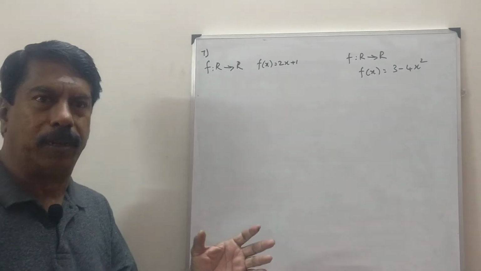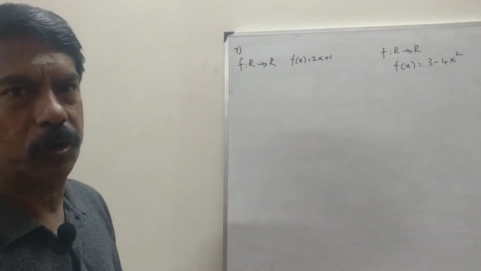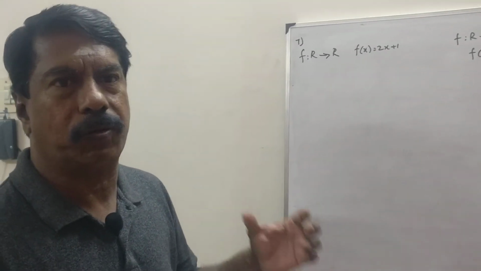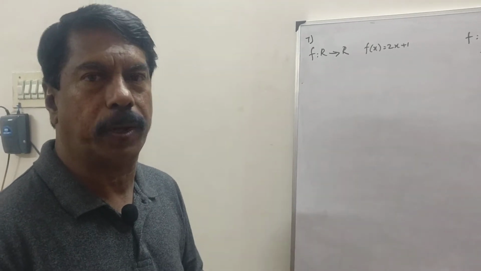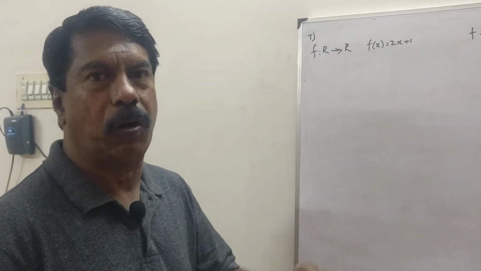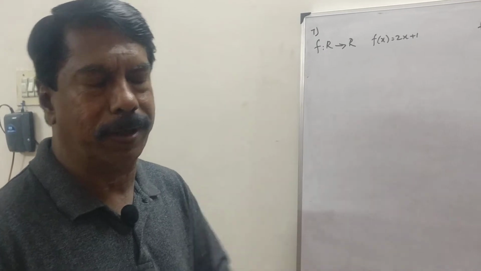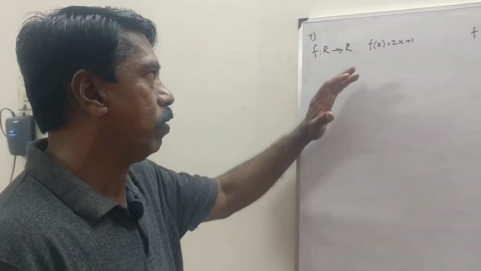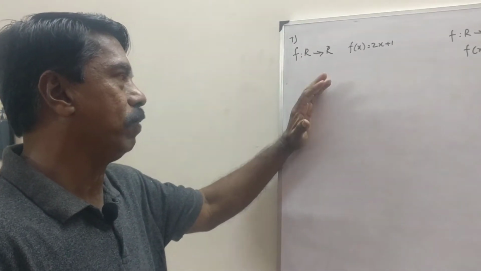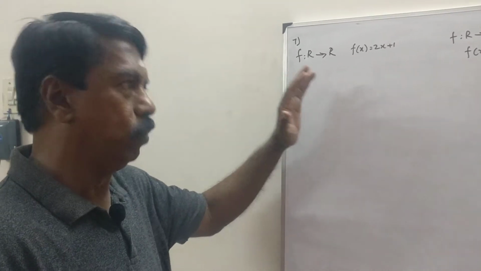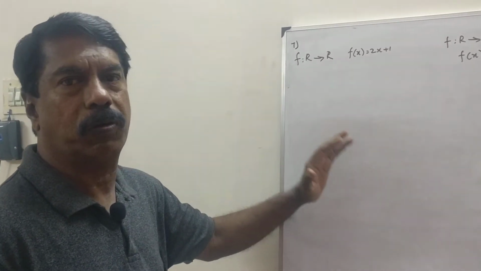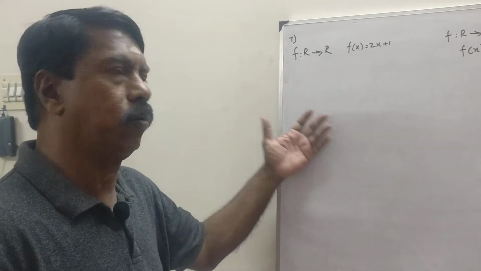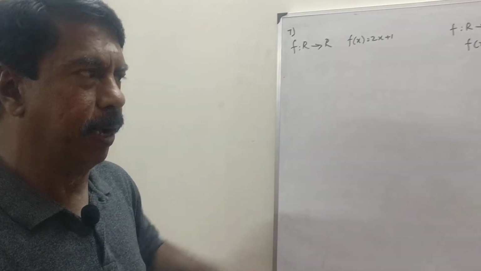Bijective I explained, I hope you all remember. Bijective means a function which is one-to-one and onto. That means we have to prove that this is a function which is one-to-one and also onto. Then we can conclude by saying that this is bijective.